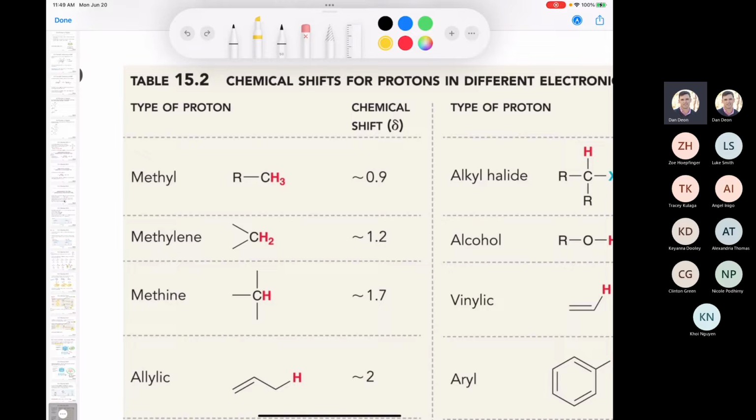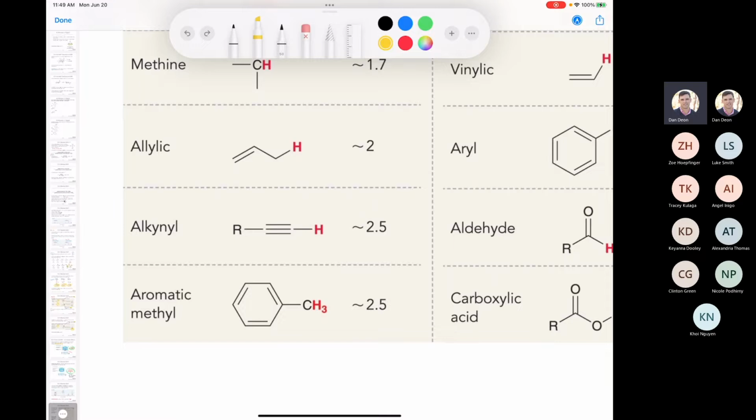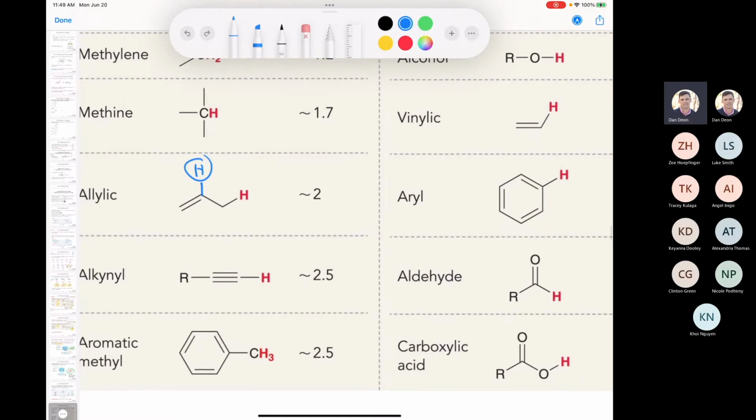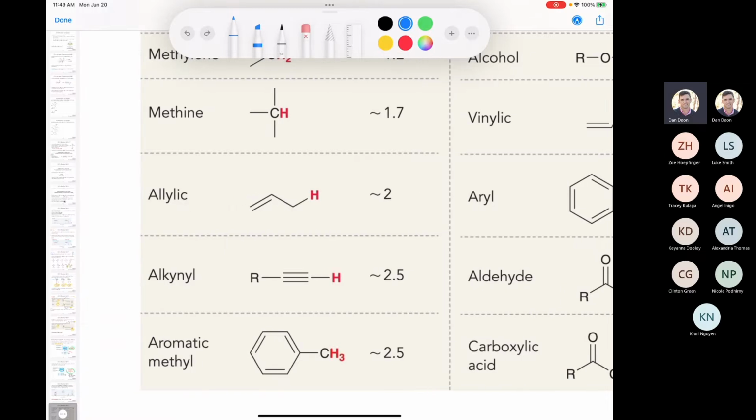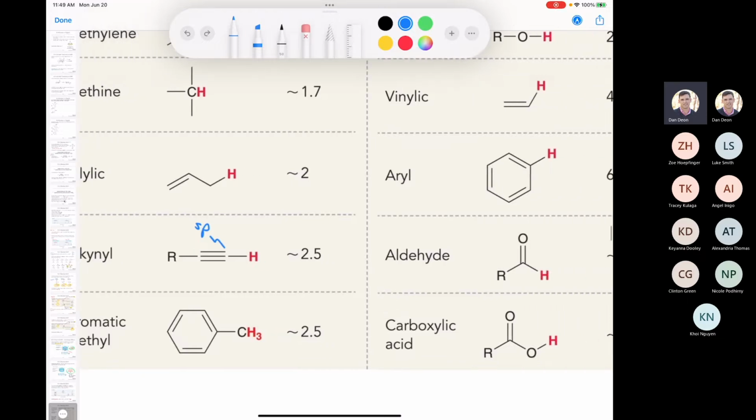These are good approximations. Then if we have an allylic proton, so remember that if we have a double bond, the protons that are attached are called vinylic protons. You see one over here. We'll get over to those in a second. But an allylic proton will have a chemical shift of around 2 parts per million. If you have a terminal alkyne, this is an sp hybridized carbon-hydrogen bond, that hydrogen will have a chemical shift of around 2.5 parts per million. Same thing with an aromatic methyl. So an aromatic methyl is around 2.5-ish.